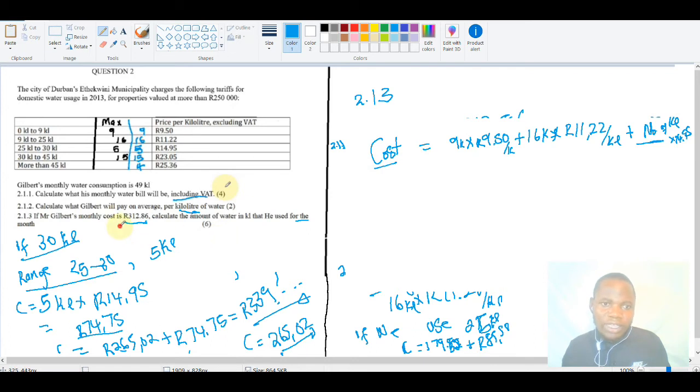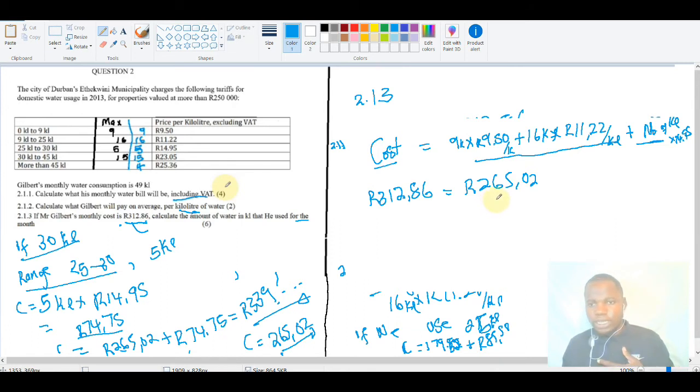In this case, what is the cost that is given? The cost that is given there is 312.86. Then we already calculated this thing. The first one, you can do it. You will get 265.02. Make sure you do the calculations right, so that I don't make a mistake and you carry on with the mistake. Please make sure you prove. Then plus number of kiloliters times 14.95. This is rand per kiloliter.